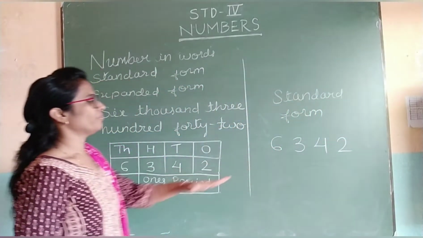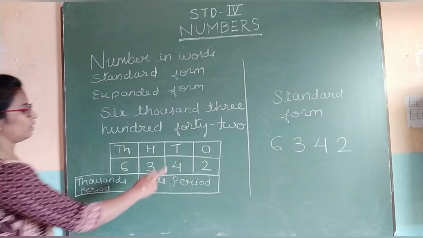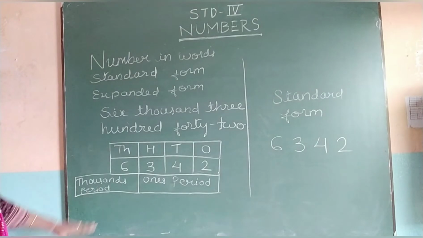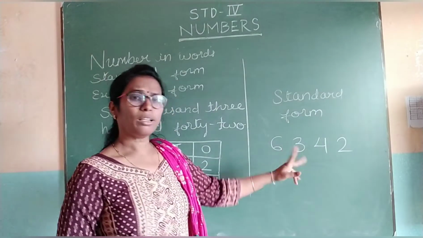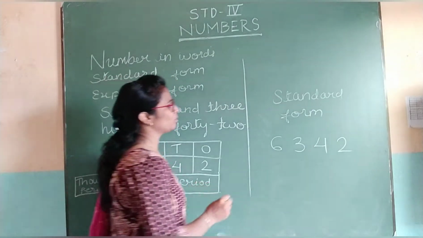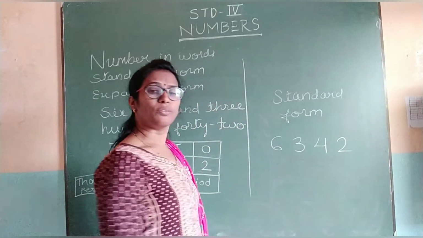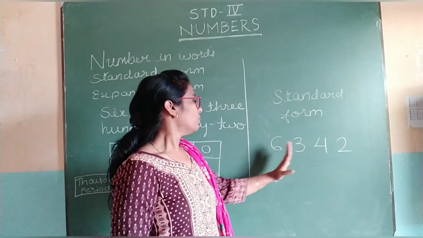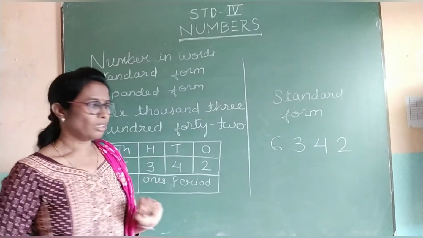So, now see here, this is a 4-digit number and this number is divided into two periods. 100, 10s and 1s come in 1s period and 6 comes in 1000s period. So, now here also we are going to divide this number in two periods by inserting a comma. So, see here, hundreds, tens and ones. This is ones period and this is thousands period. So, now we will separate these two periods by inserting a comma.